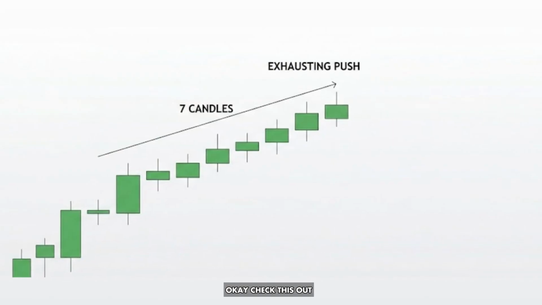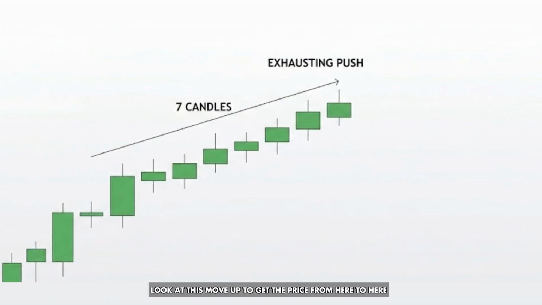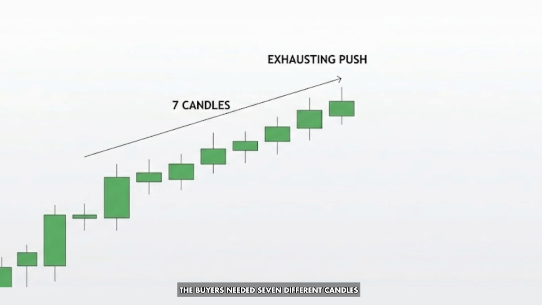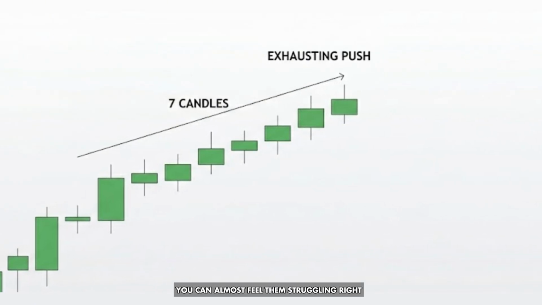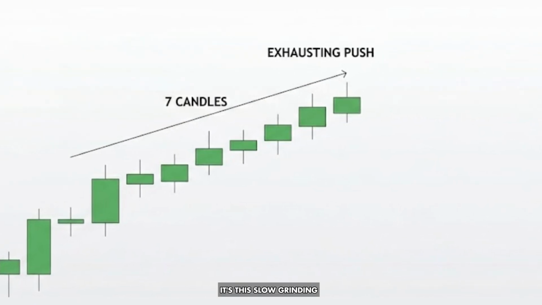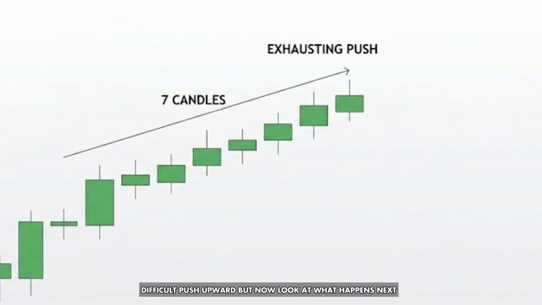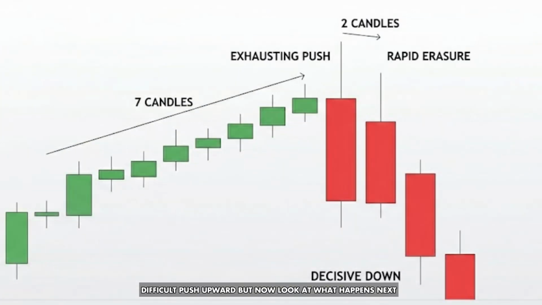Okay, check this out. Look at this move up. To get the price from here to here, the buyers needed 7 different candles. You can almost feel them struggling, right? It's this slow, grinding, difficult push upward. But now, look at what happens next. All that hard work from the buyers gets completely wiped out by the sellers in just 2 big, powerful candles.